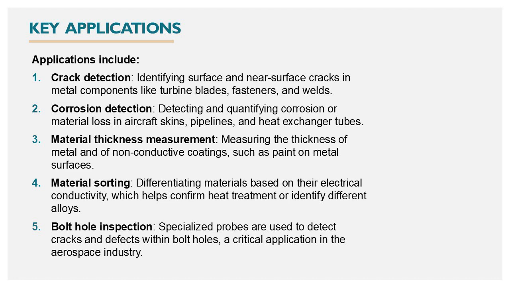Number 3 is material thickness measurement, measuring the thickness of metal and of non-conductive coatings, such as paint on metal surfaces. Number 4 is material sorting, differentiating materials based on their electrical conductivity, which helps confirm heat treatment or identify different alloys. And number 5 is bolt hole inspection. Specialized probes are used to detect cracks and defects within bolt holes, a critical application in the aerospace industry.